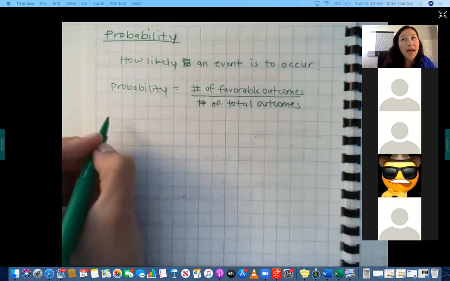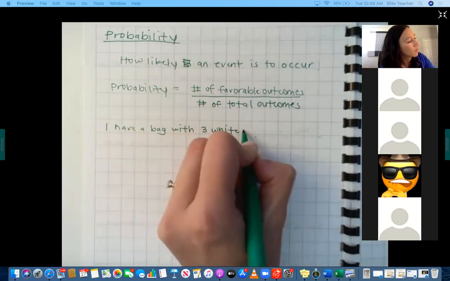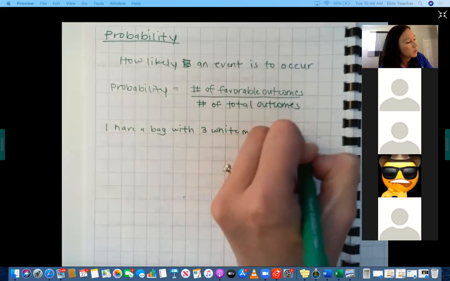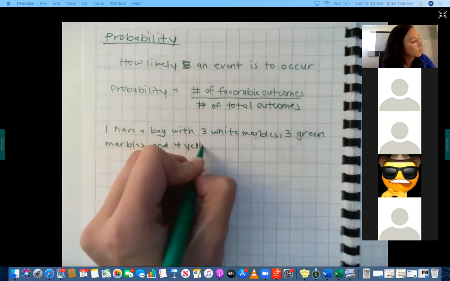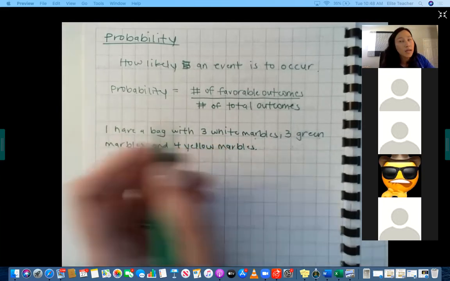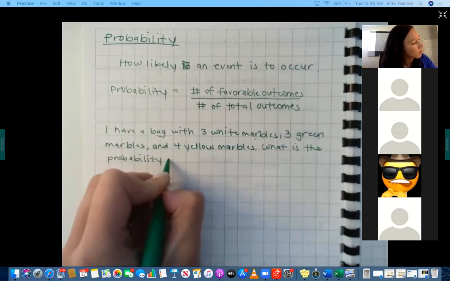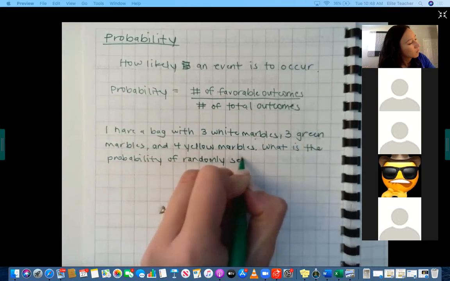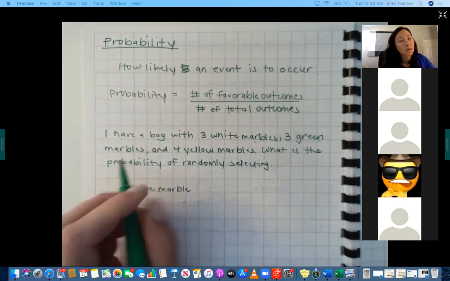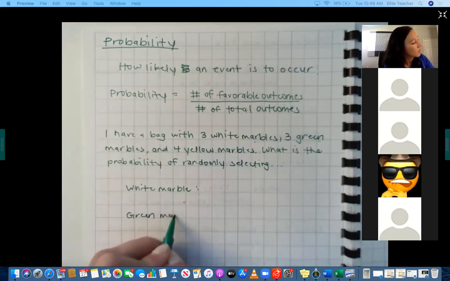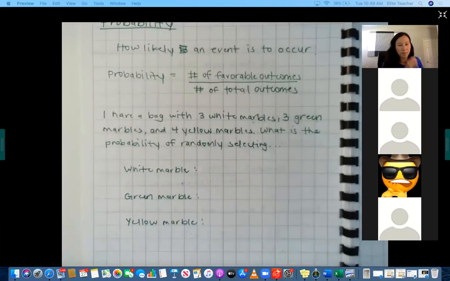So let's say I have a bag with 3 white marbles, 3 green marbles, and 4 yellow marbles. What is the probability of randomly selecting a white marble, a green marble, and a yellow marble? Okay, I'll give you a minute to finish copying that down and then we'll go over it.